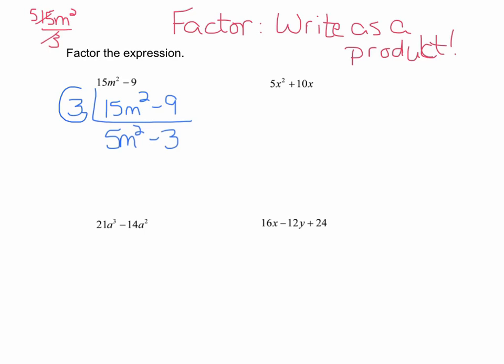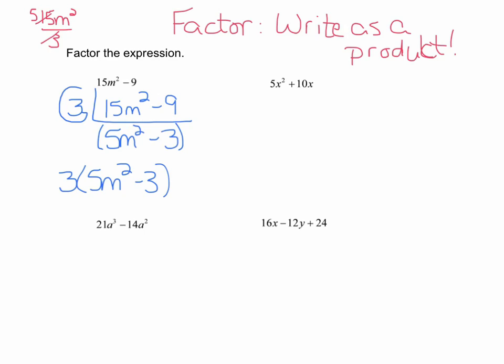Okay? So what you do is you take your GCF, 3, and you put the 5m squared minus 3 in parentheses. And we just wrote 15m squared minus 9 as 3 times the quantity 5m squared minus 3. Now, when you factor out a GCF, this is like undistributing. We are reversing the distributive property.